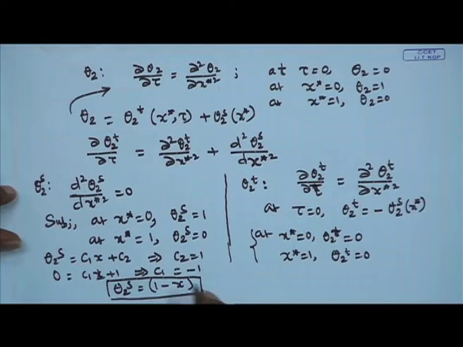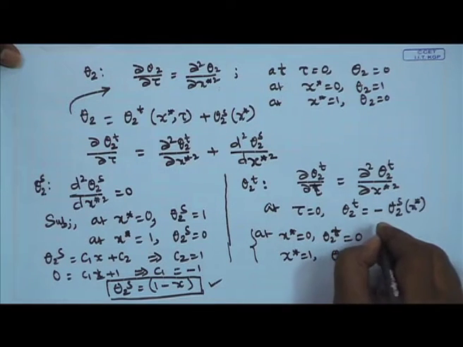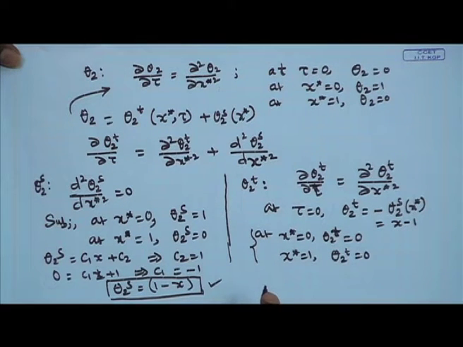So C2 is equal to 1, C1 is equal to minus 1. So it will be 1 minus x. This is fine. This is okay. So this is the steady state part of the solution. So the steady state part of the solution is 1 minus x, and with the minus taken inside, the initial condition for theta 2 t will be x minus 1.